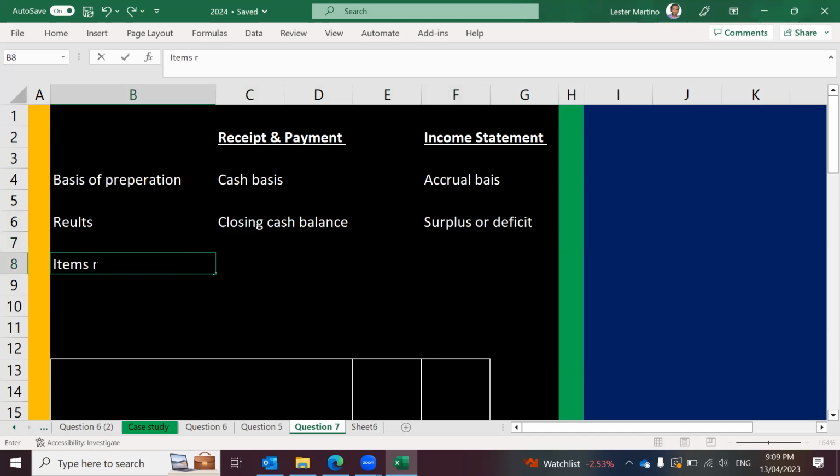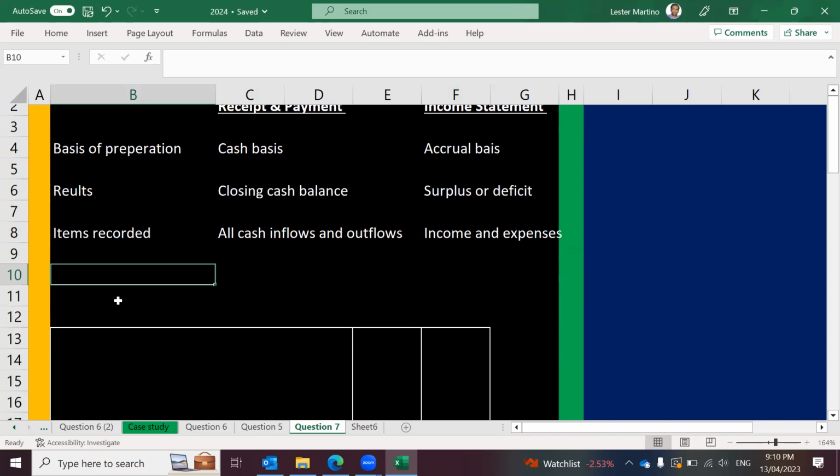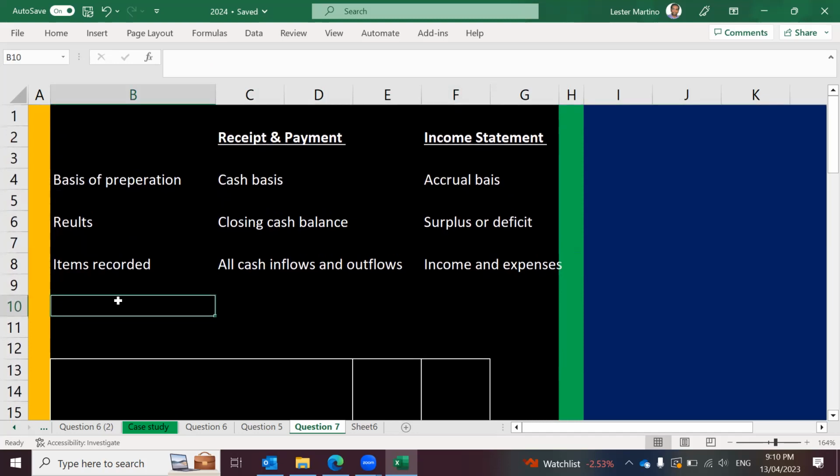Items recorded, all cash inflows and outflows. Income and expenses. Two is enough. Just write this down. So basis of preparation, receipt and payment account is almost equivalent to cash book, and income and expenditure account is equivalent to profit and loss.